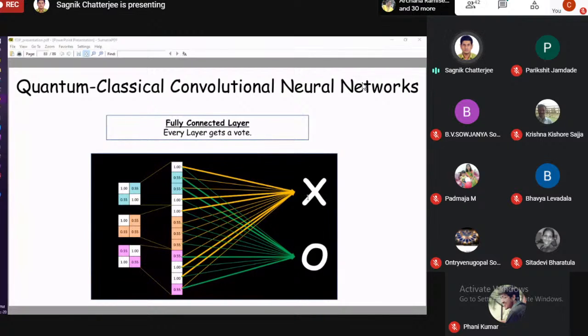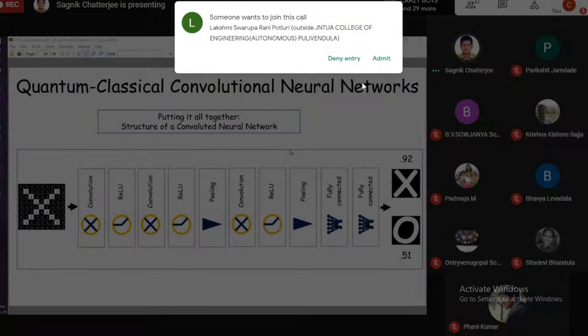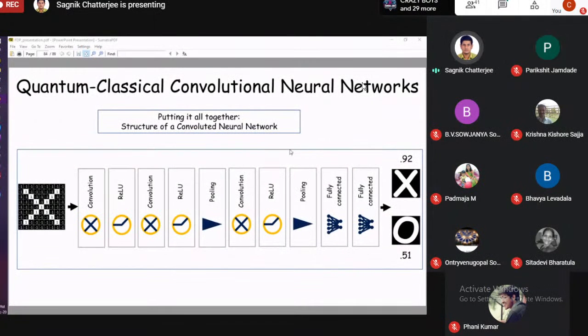This is the part where the software classifiers come into play. This is the part where we use our quantum layers, the quantum circuit, for determining what happens. So putting it all together, we get a CNN which gives you these values.